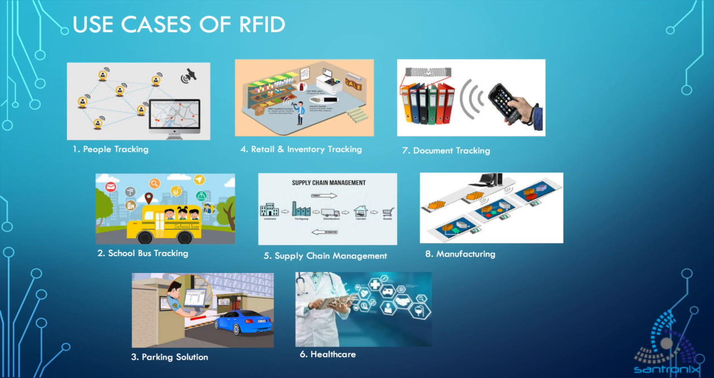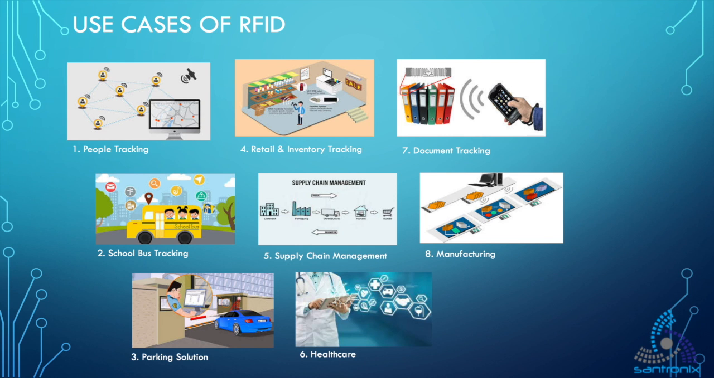And then for supply chain management, for example, the tags could be attached to a package or a carton box, and the carton box can be tracked from its source to its destination, from the factory to the retail store. So the whole supply chain management can also be achieved with the help of RFIDs.